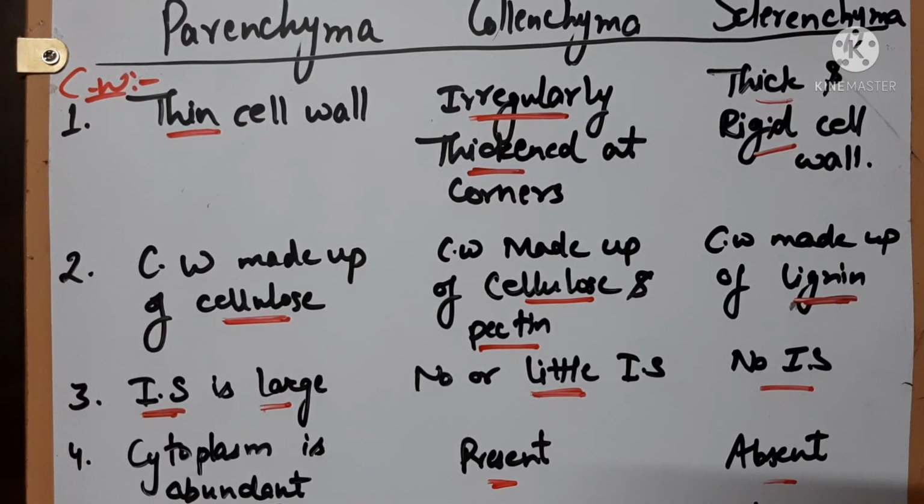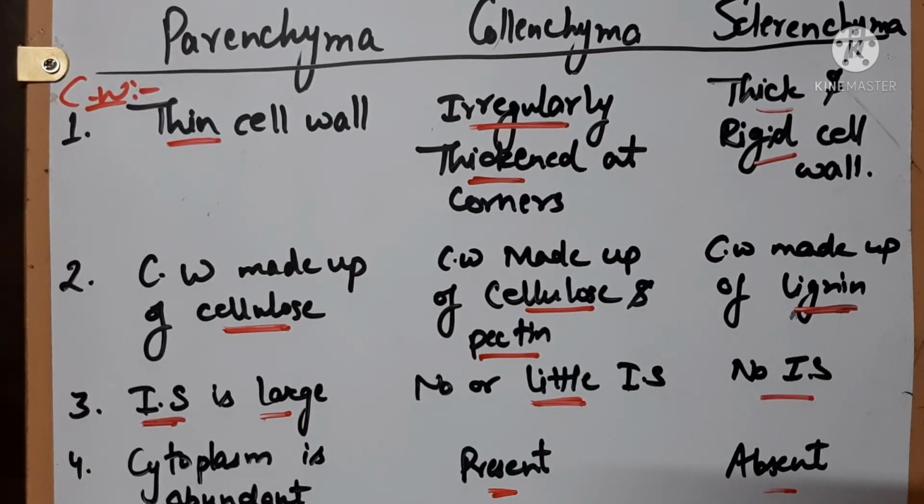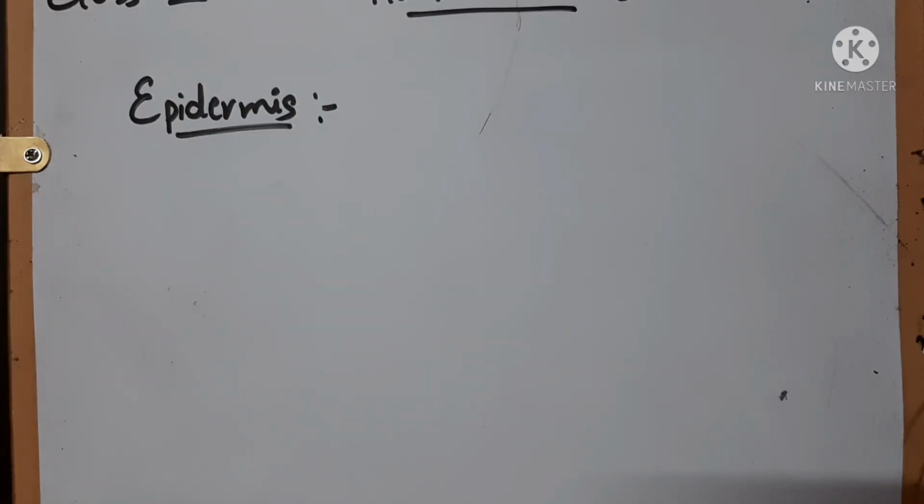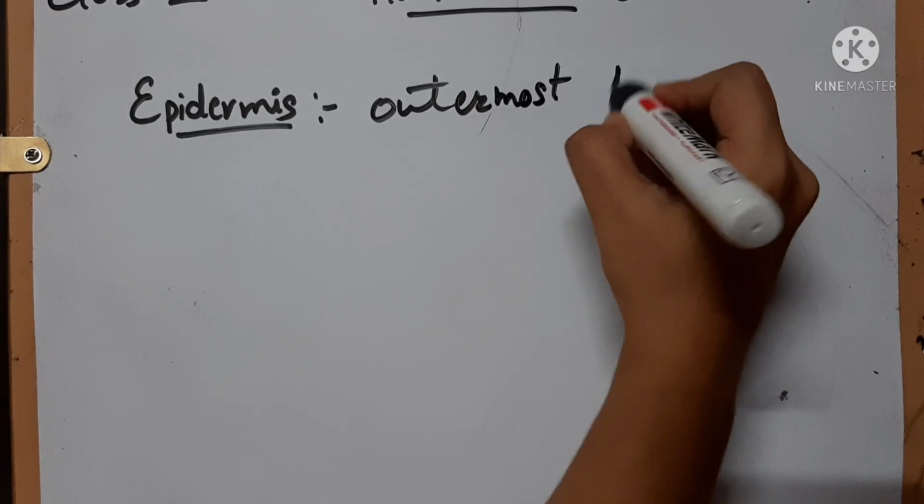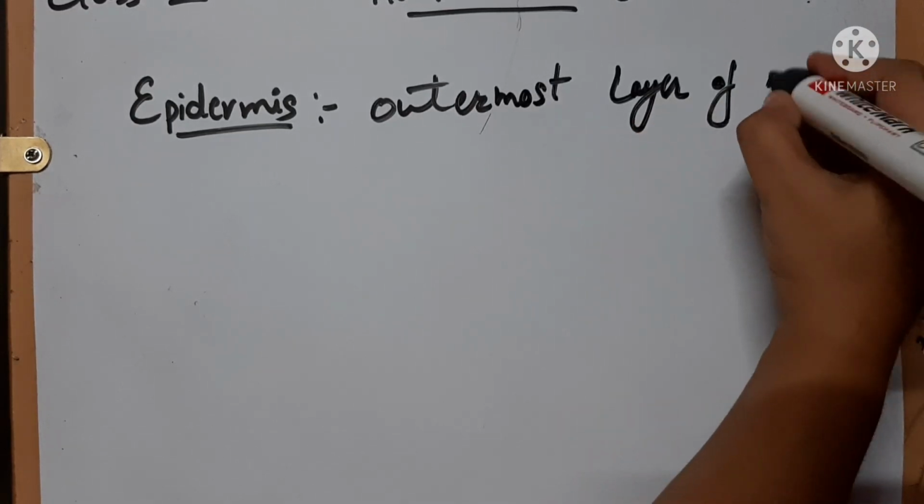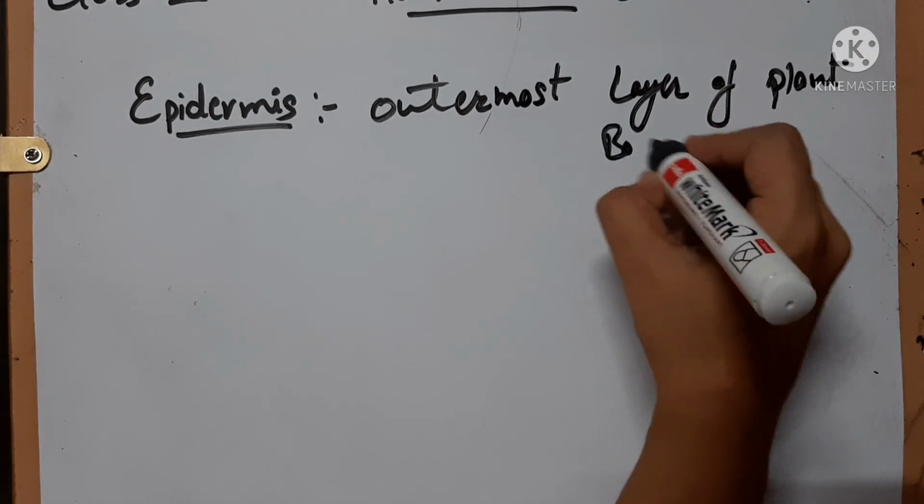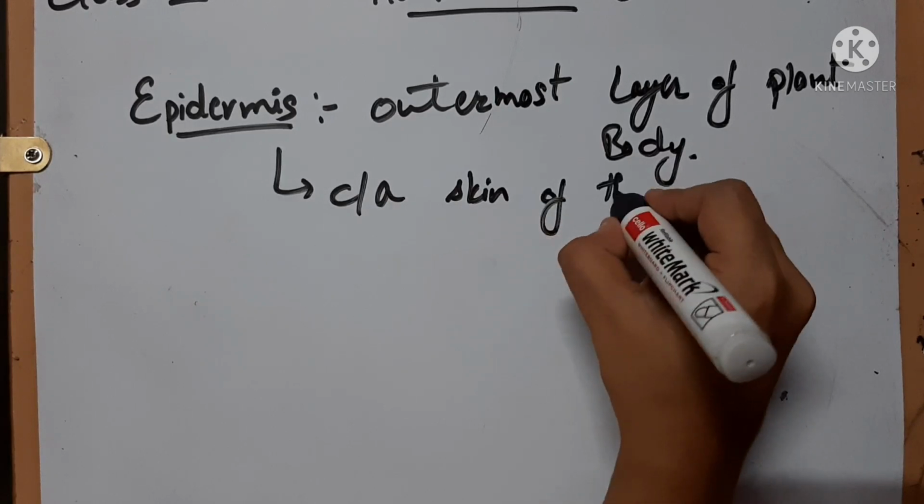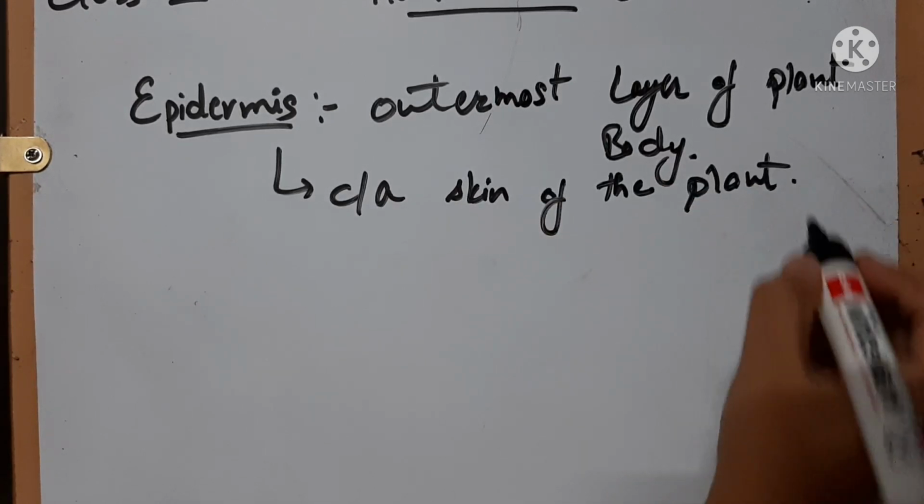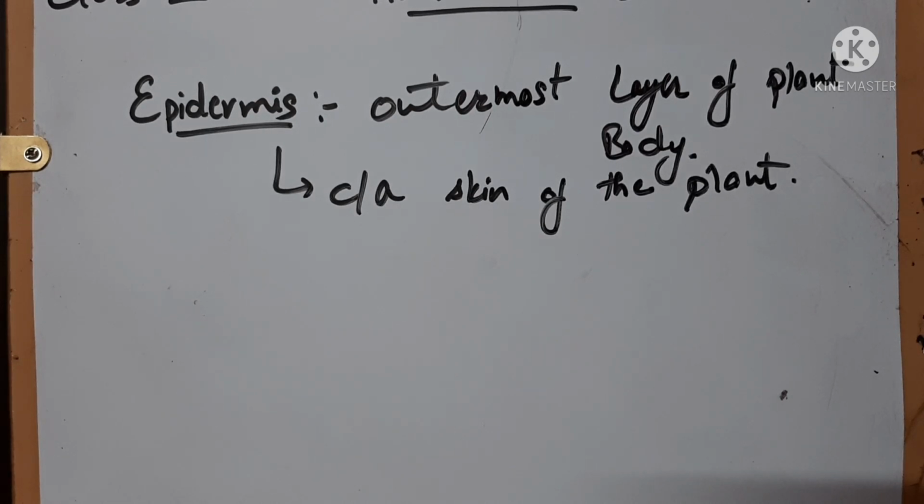So as we have seen all these three types of the simple permanent tissue, now let's move on to the other part. So now let's talk about epidermis. It is the outermost layer of the plant body. You can also call it the skin of the plant body. Why are we calling this epidermis the skin of the plant body? Because just like humans, plants too have this epidermis throughout the plant body, and it protects the plant body.